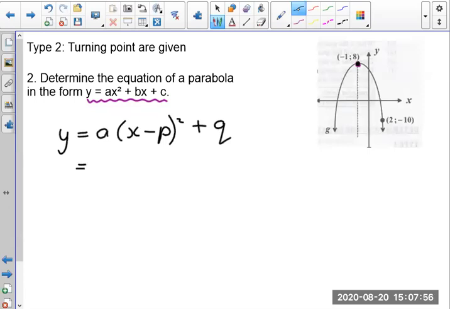So now the turning point is (minus 1; 8). So I'm going to substitute the turning point. The p value is minus 1 and the q value is 8.